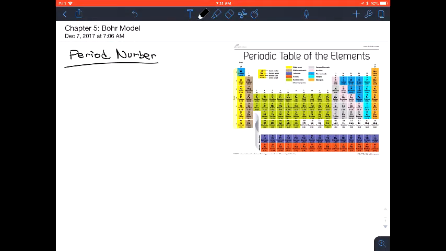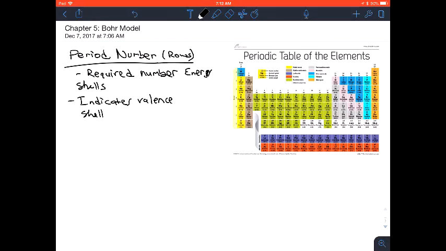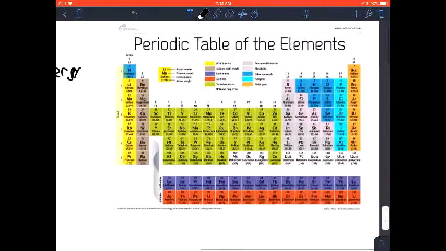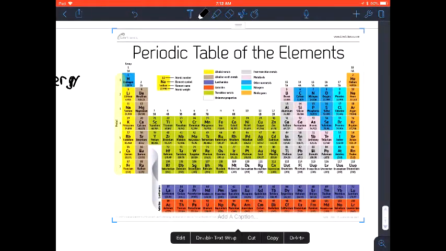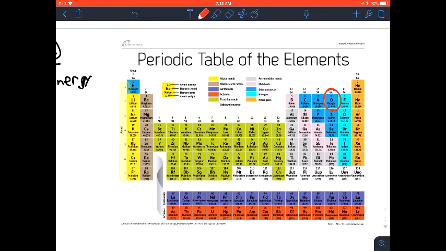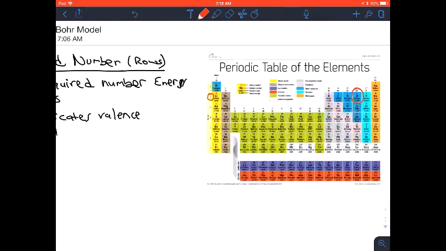So the period number tells you two things. One, it tells you the required number of energy shells. Then it also tells you which shell is going to be the valence shell. For example, if we're looking at oxygen, oxygen is in period 2. So therefore, it's going to have 2 energy shells, and the second shell is going to be the valence shell.